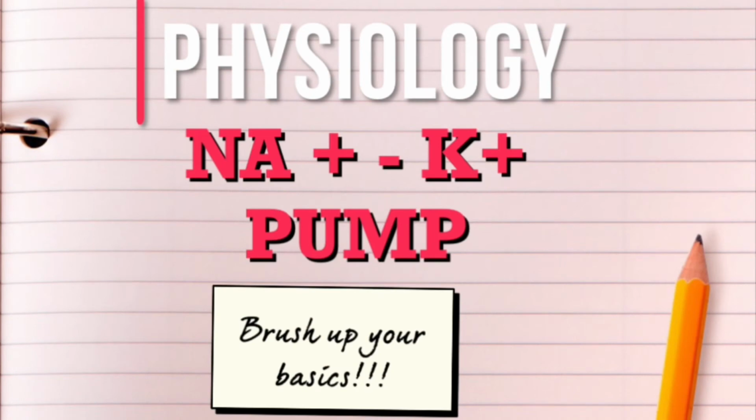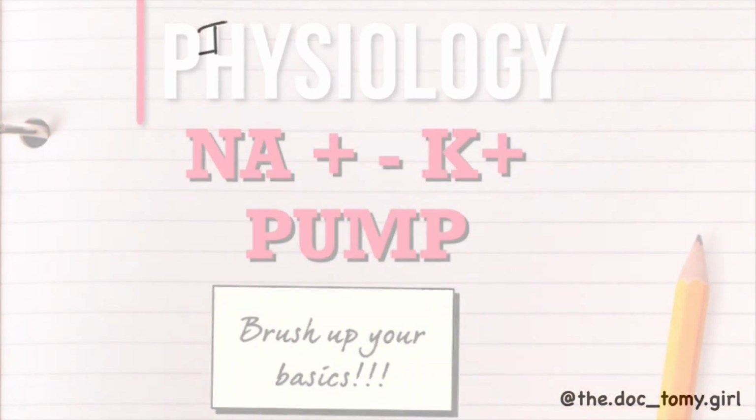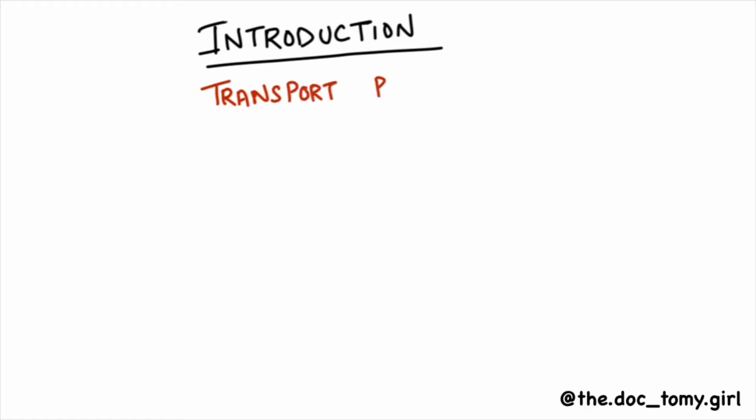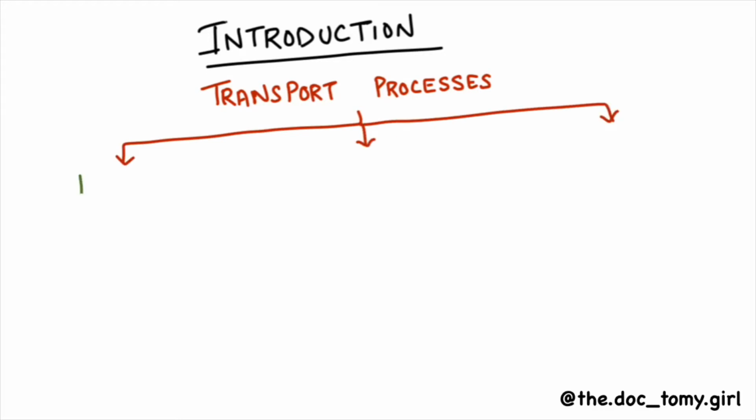Hey friends, this video is about the sodium potassium pump. So let's all brush up our basics. Firstly, let me give you a brief introduction about the various types of transport mechanisms occurring through the cell membrane. These transport processes can be broadly divided into three types. First one is the passive transport, second one is the active transport, and the third one is the vesicular transport.